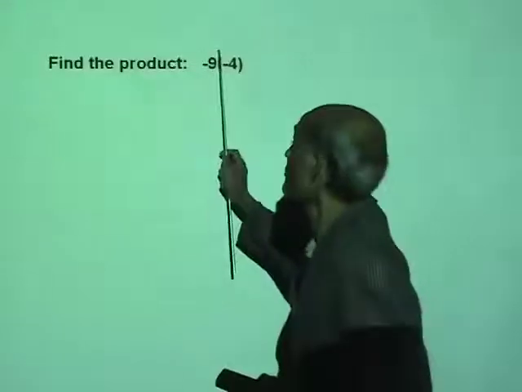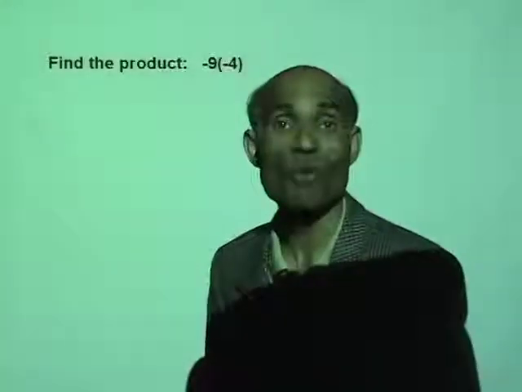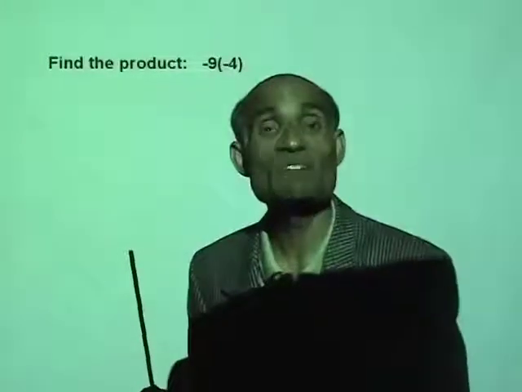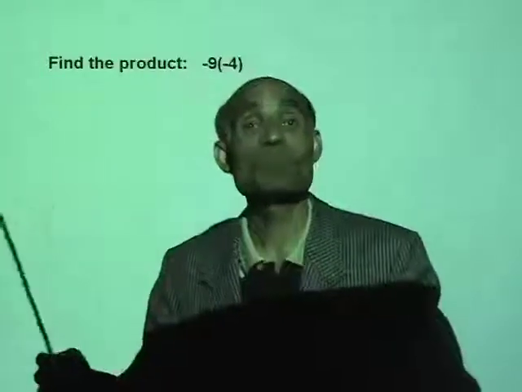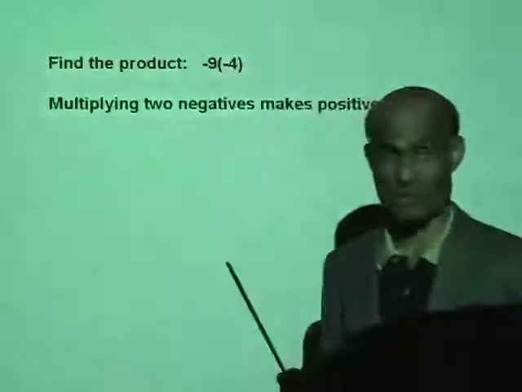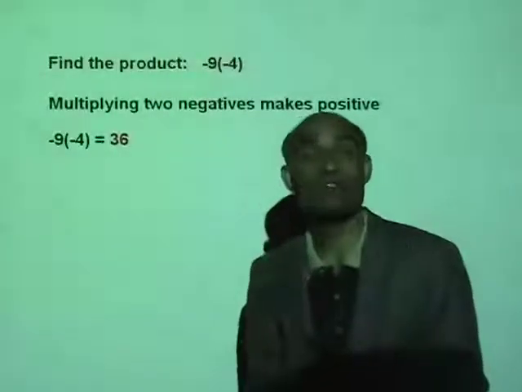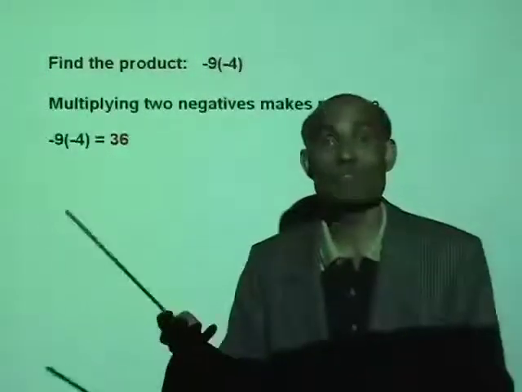Find the product negative 9 multiplied by negative 4. A negative number multiplied by a negative number will give you a positive result. Okay, so negative 9 multiplied by negative 4 is positive 36.